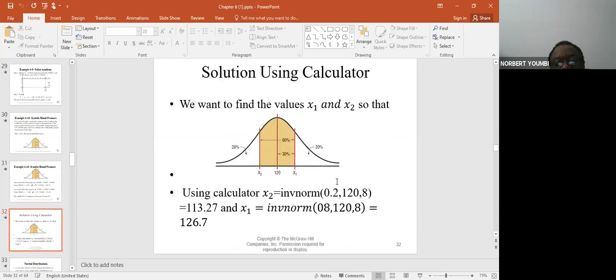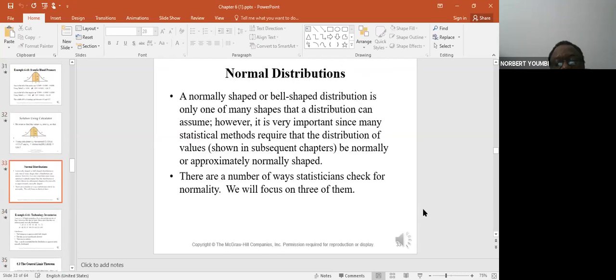For those using calculator, you can use the inverse normal for 0.2 and the mean of 120 and standard deviation of 8, and do the same for the upper values, and you will get the same result.